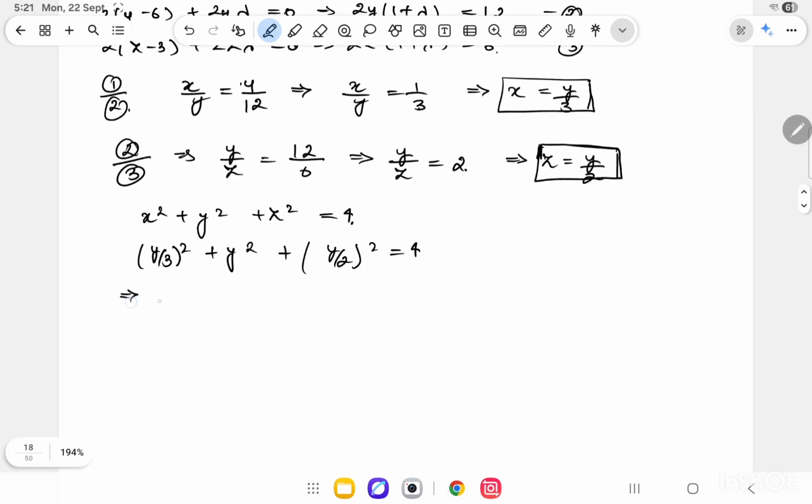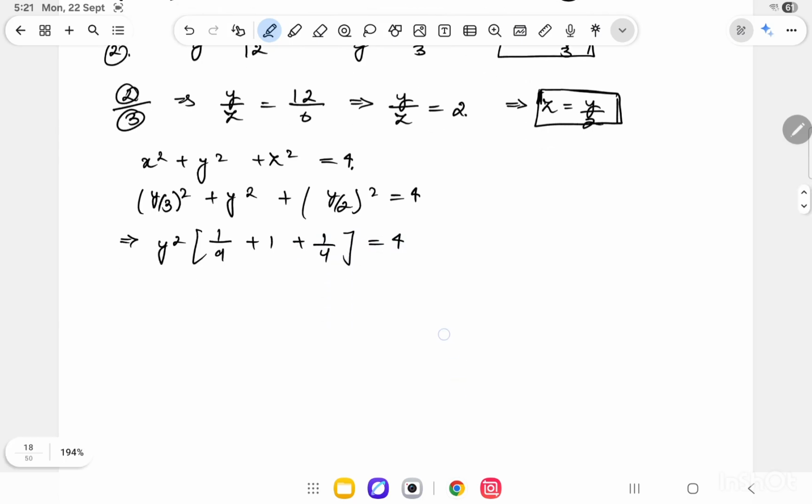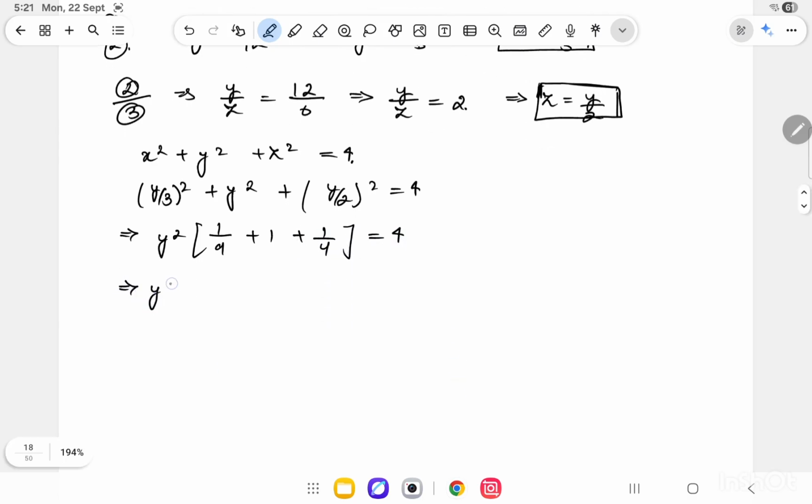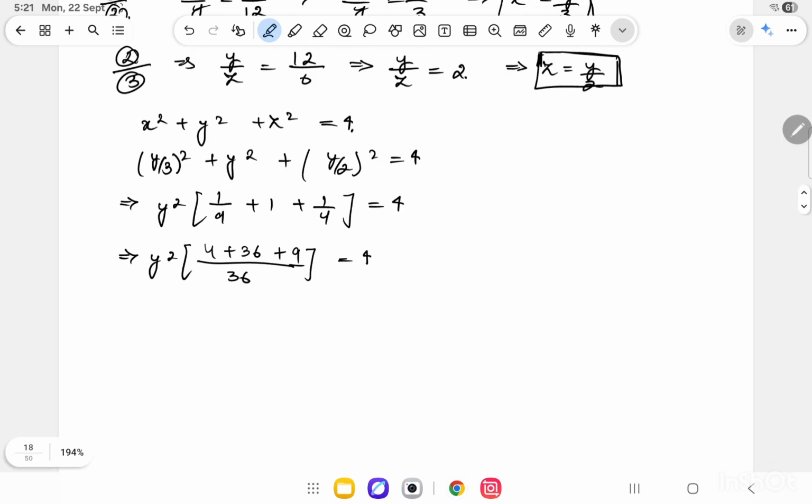So if I simplify it, I'll get y square into 1 by 9 plus 1 by 4 plus 1 is equal to 4. This basically gives me y square into 36 divided by 36 plus 4 plus 9, that is 49, is equal to 4. From here I'll get y square equals 4 into 36 divided by 49. So that basically gives me y as plus minus 2 into 6 divided by 7, that is plus minus 12 by 7.